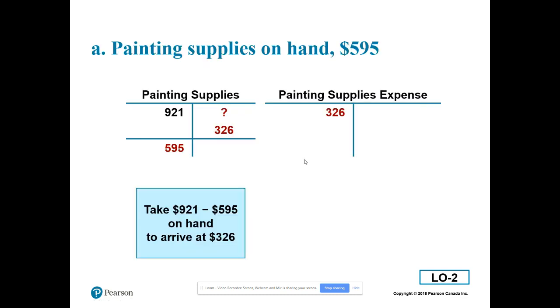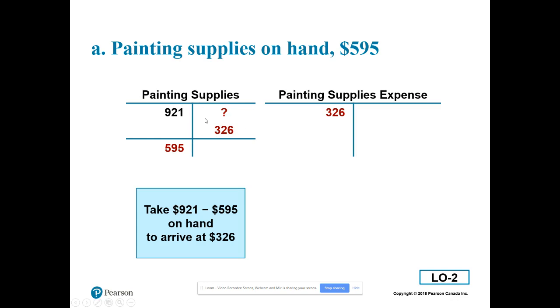So it says painting supplies on hand are $595. The $595 means that the ending balance was counted at $595. We need to determine how to get there. So to do that, we take $326 away. $921 start, $595 finished, so $326 must be the difference.